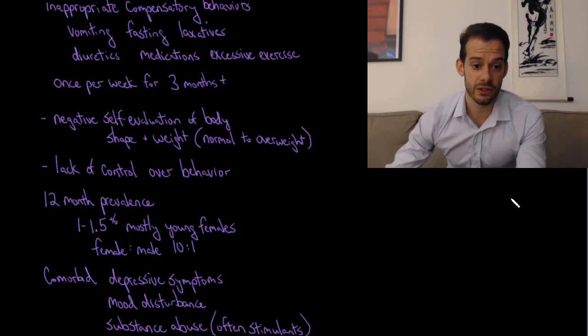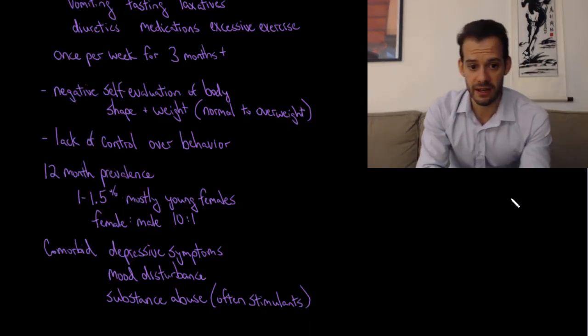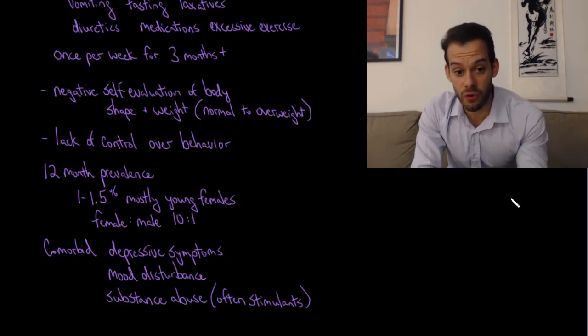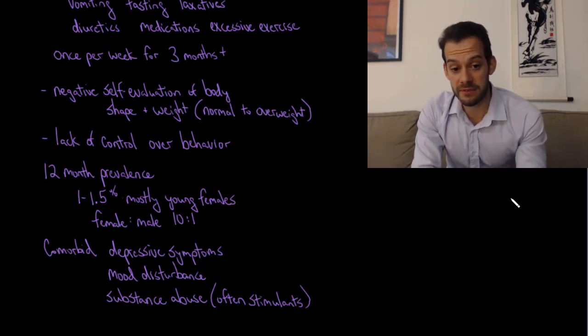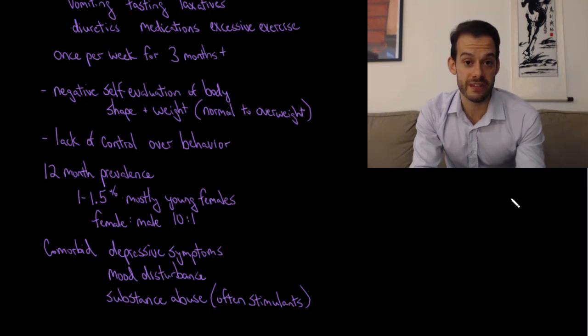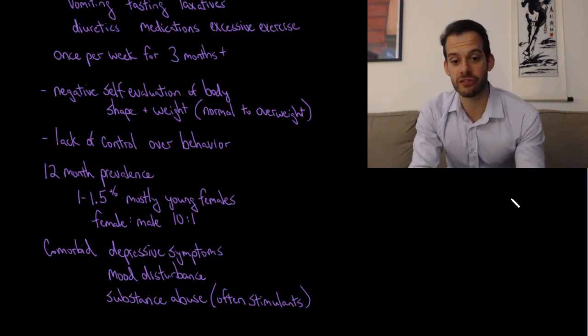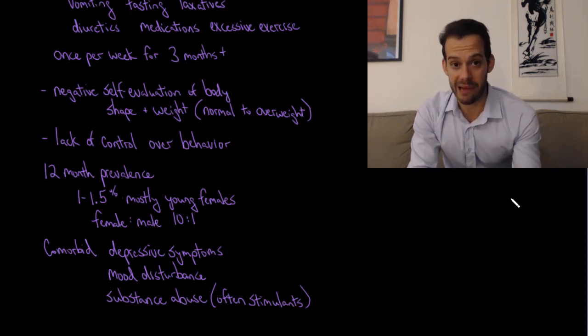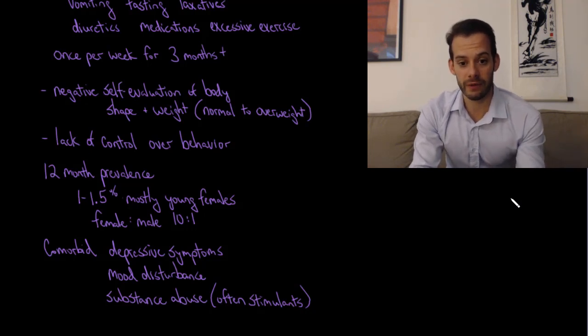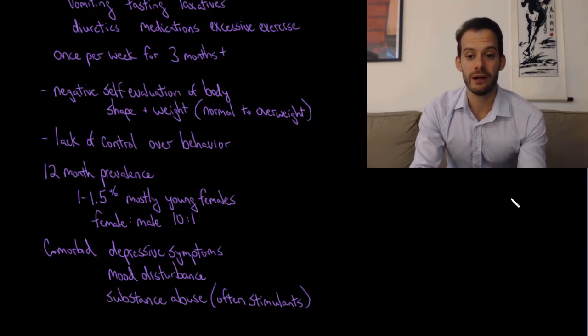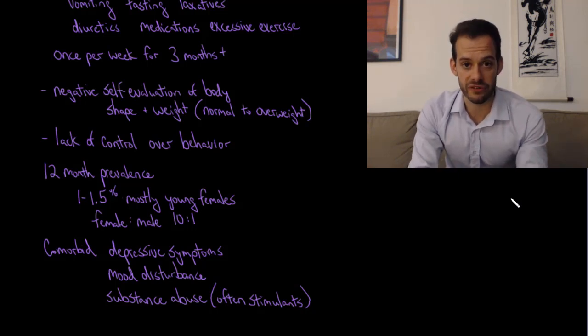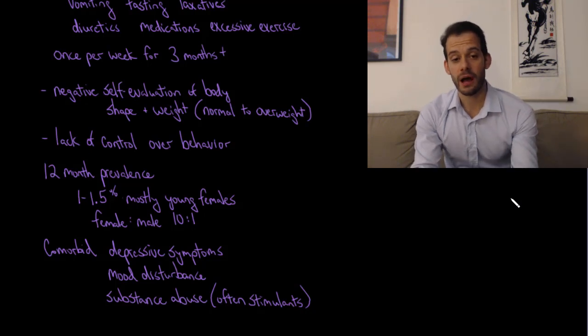And it's comorbid with depressive symptoms. It's also comorbid with other types of mood disturbance and with certain types of substance abuse, most commonly the use of stimulants. And this is to try to burn more calories, to try to make up for it. So this use of stimulants is often part of an inappropriate compensatory behavior. They're taking caffeine pills or other stimulants or maybe things like amphetamine to try to make up for the episodes of binge eating. Okay, so those are some of the feeding and eating disorders in the DSM-5.